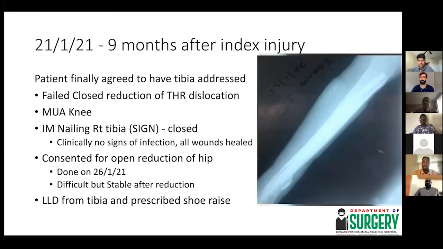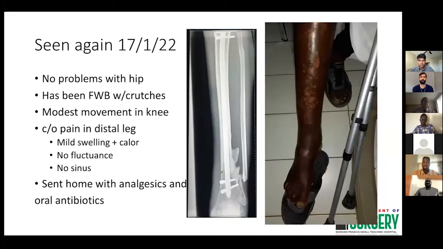And then this was in January of 2021, and that was the last time I saw him, until he came back again in January of 2022, reporting no problems with the hip, mentioning that he had been fully weight-bearing with crutches. There was some movement in the knee, probably about a 20 to 30 degree arc of movement, but not significant.